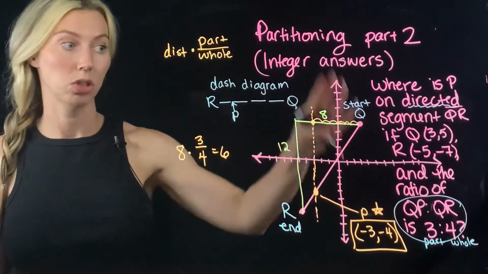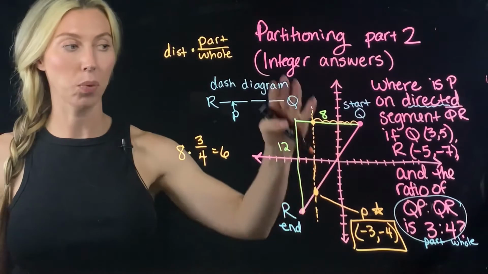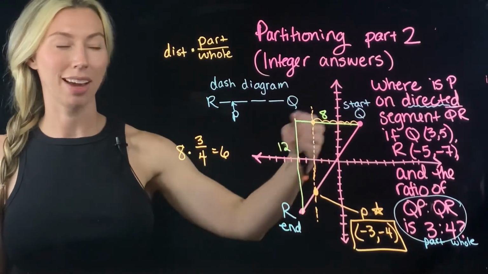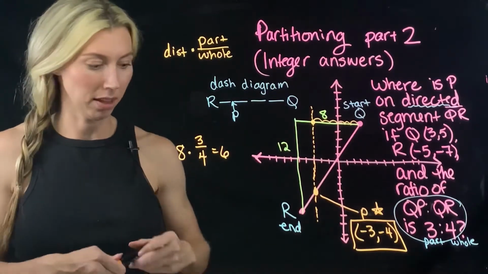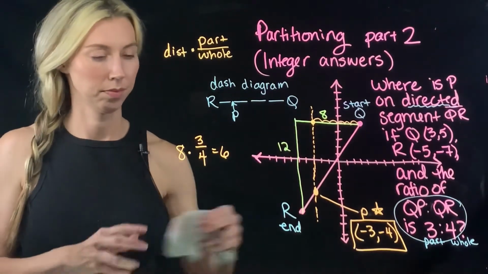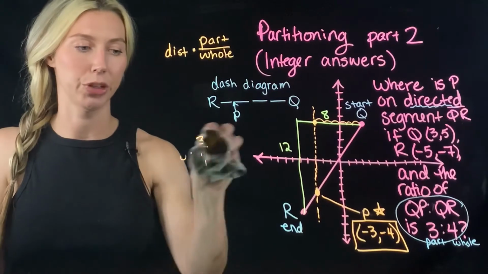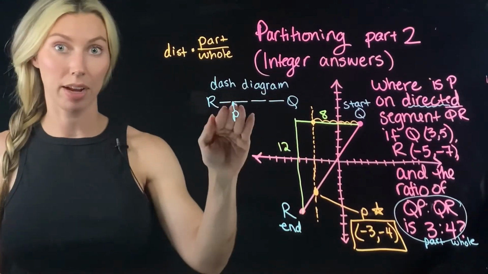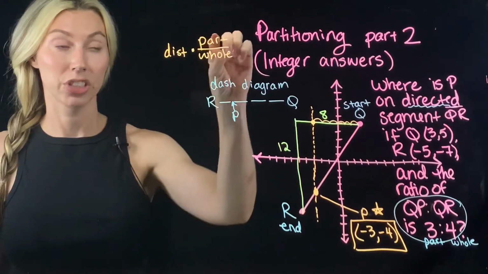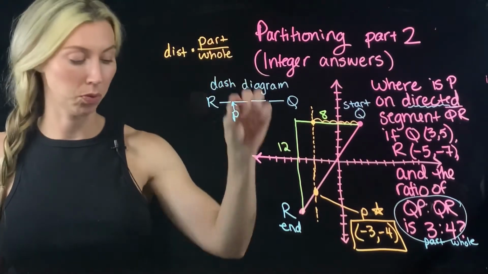Some students don't want to draw anything and they don't want to think about this using number sense, and they'd rather just have a formula. So I do have a formula that you can use, and I'll work it out to show you that you get the same thing. You're still going to need to do your dash diagram even if you use the formula. You're still going to use this part to whole ratio when you use the formula.